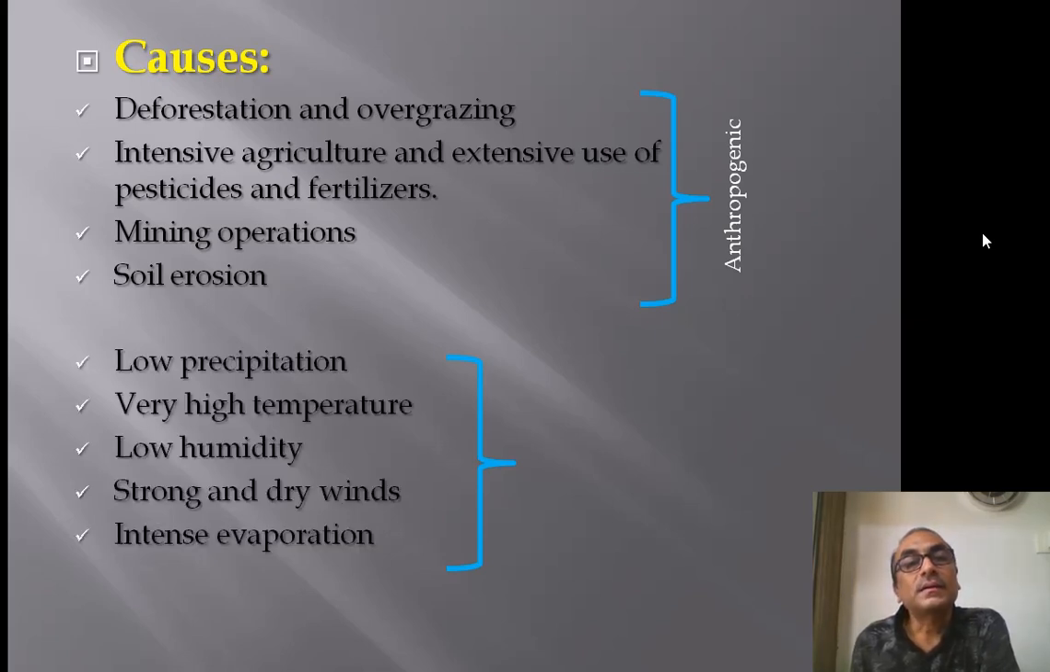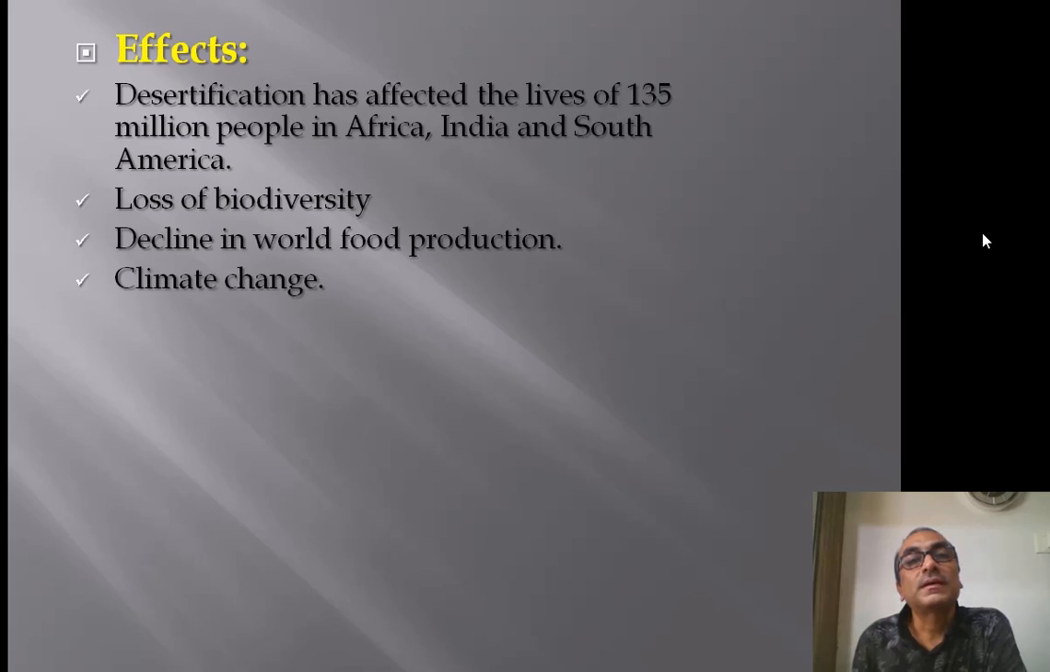Then other causes are low precipitation, meaning very little rainfall, very high and increasing atmospheric temperature, low humidity, strong and dry winds, which are again because of the increasing temperature and dryness on the land. Then intensive evaporation from the soil. So all these are because of the climatic factors. These things lead to the degradation of the land. Now let's take up the effects of desertification.